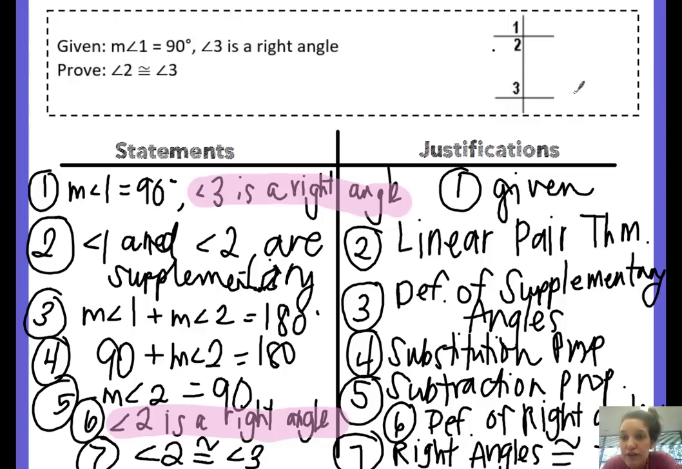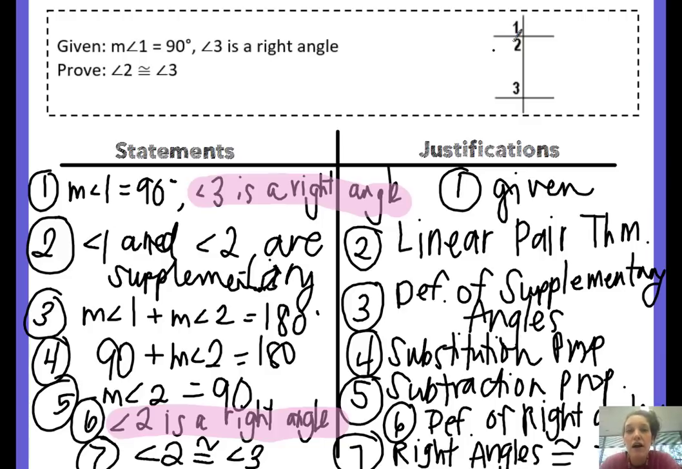So use your diagram. Use everything in the given. I am starting with some information. I need to end up with angle 2 in the mix, so I had to figure out a way to get angle 2 into my proof somehow. So that led me to go look at my diagram and see that angle 1 and angle 2 have a special relationship. They're forming a linear pair, so they're supplementary to each other, and then it just sort of dominoed from there.